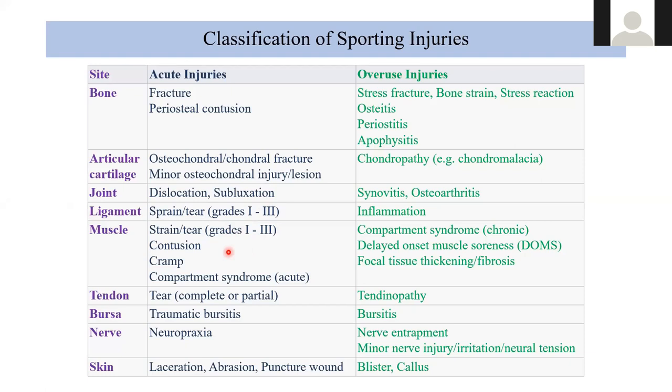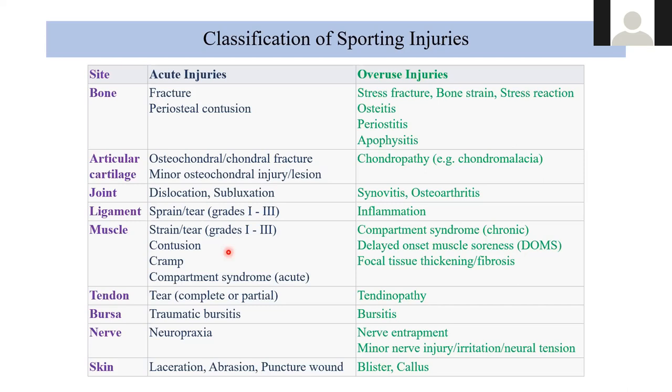Overuse injuries are the most common, mostly in a sporting setup. In bone, bone stress, bone strain, osteitis, periosteitis, and apophysitis are all part of overuse injuries. Articular cartilage overuse injuries are chondropathies, chondromalacia, and osteochondral defects. In the joint, traumatic synovitis and osteoarthritis will be overuse injuries. Ligaments can become inflamed, and in muscles, overuse injuries include chronic compartment syndrome, delayed onset muscle soreness, and fascial thickening and fibrosis. These are all part of overuse injuries in muscle.